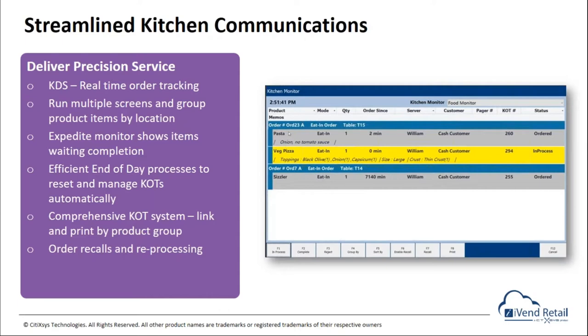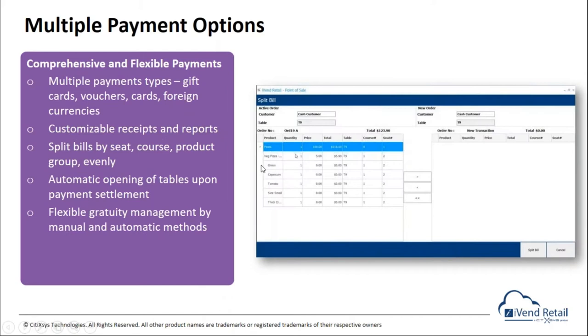With this, I move on, and since iVend is the base, I can say the point of sale accepts various methods of payment in the same transaction, including gift cards, vouchers, credit and debit cards, and payments in multiple currencies. Customized receipts and all reports, including transaction, KOT receipts, reservation and occupancy reports. So you can customize them as per your need.